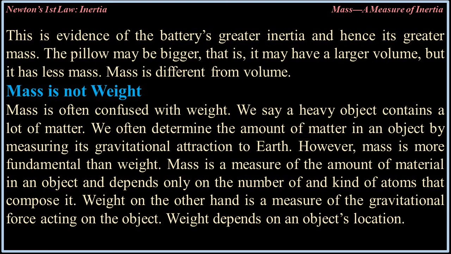Mass is not weight. Mass is often confused with weight. We say a heavy object contains a lot of matter. We often determine the amount of matter in an object by measuring its gravitational attraction to Earth. However, mass is more fundamental than weight. Mass is a measure of the amount of material in an object and depends only on the number of and kind of atoms that compose it. Weight, on the other hand, is a measure of the gravitational force acting on the object. Weight depends on an object's location.